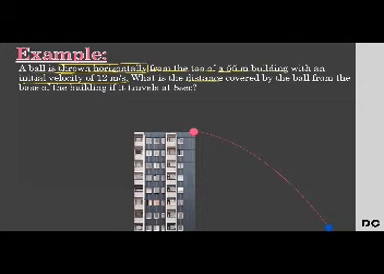So we are looking for the distance covered by the ball from the base of the building, so from the bottom of the building to the final position of the ball. That is the horizontal distance, or simply we are looking for the d sub x.